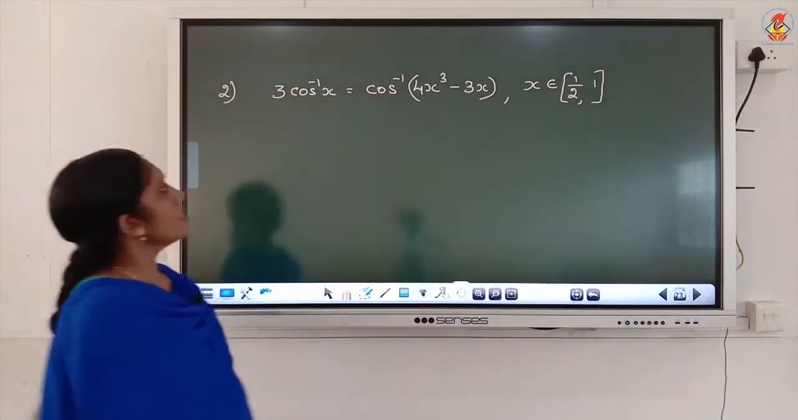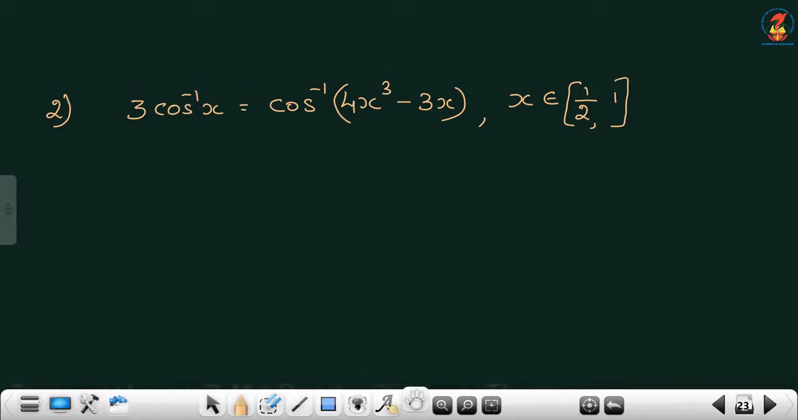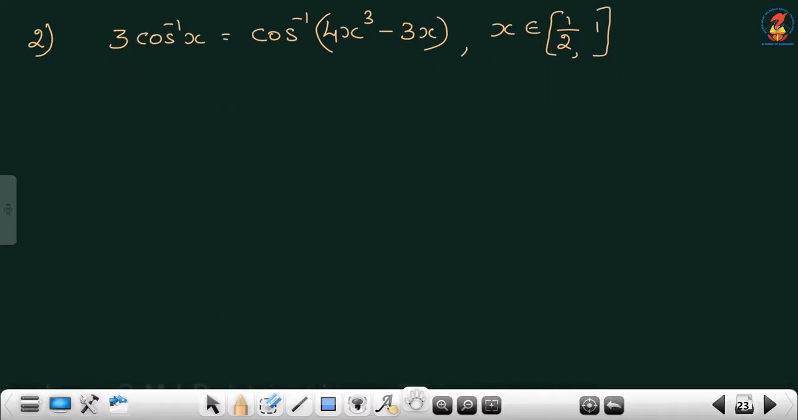The second question, a similar type of question. Prove that 3 cos inverse x is equal to cos inverse of 4x cube minus 3x, and x belongs to the closed interval half to 1. So here this LHS we can't simplify. We can take the RHS part.